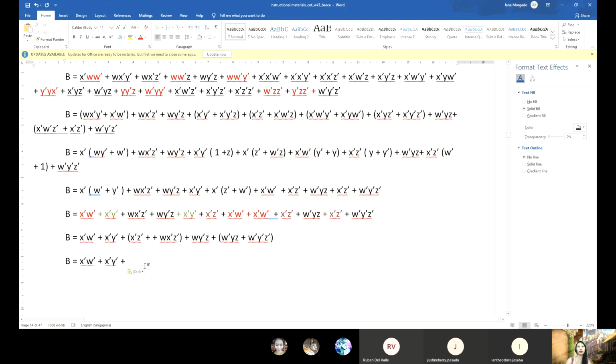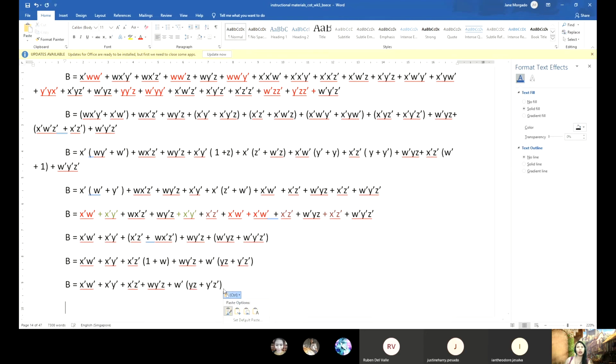Okay, and then we have, paano to? X prime, Z prime. Okay, 1 plus W. Ito pa yung plus. Plus W, Y prime, Z. Okay, plus W prime, YZ plus Y prime, Z prime. Okay. Yan na. Ayan na yun. Oh, ito. X prime. So, 1 plus W. Meron pa dito. 1 plus W is 1. So, ito na lang siya.